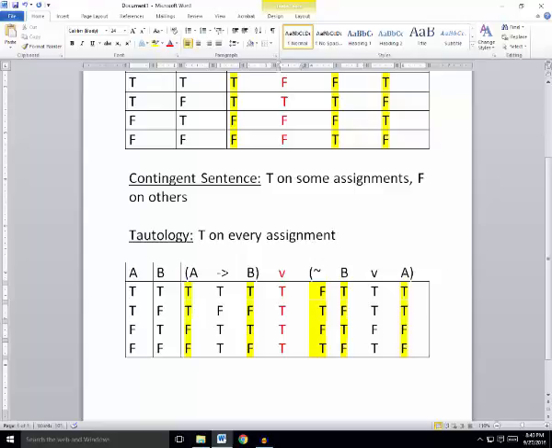Now look what happens to the overall value for our complete sentence on all the assignments. It turns out true on every single assignment. So that's what we call a tautology, a sentence that's guaranteed to be true by its logical construction alone. Now, we can have actual statements in English that are tautologies as well, but it can be a little bit tricky to detect them unless they're super simple tautologies.